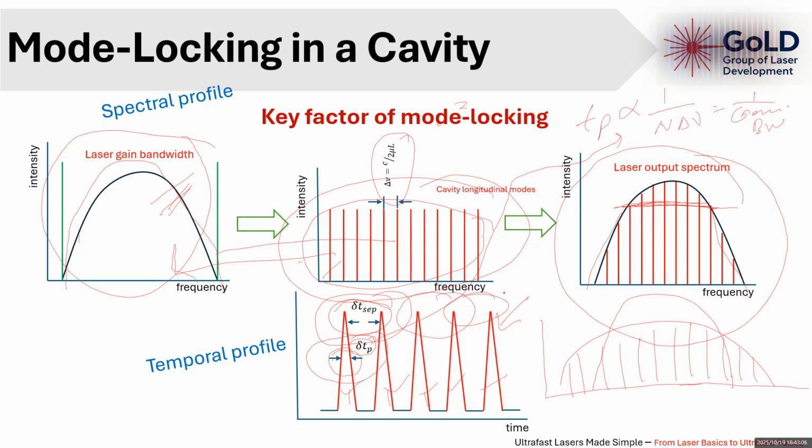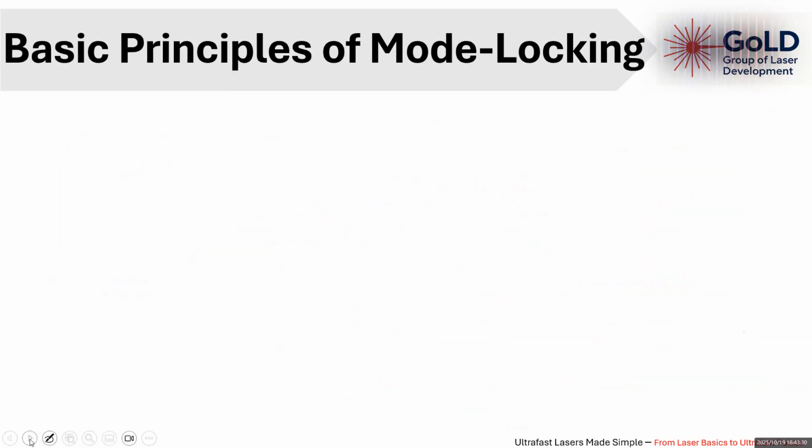So make this clear in your mind: what is pulse duration and what is pulse separation in the time domain, I'm saying. And why this pulse duration depends upon the gain bandwidth, here in these graphs you can see, okay? Okay, so now let's move to the next slide. With a little bit of animation, maybe you can understand the basic principle of mode locking.